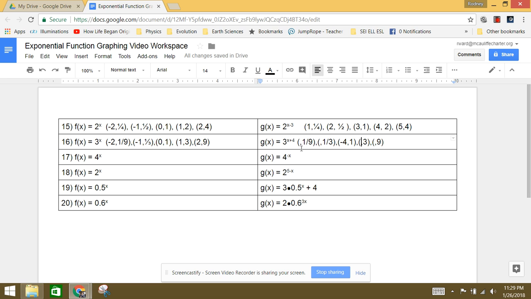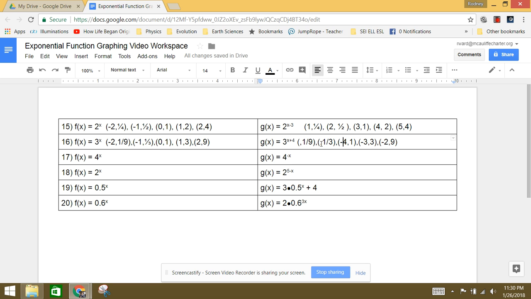Okay, now let's see what it takes to make this into a 1. Well, negative 3 plus 4 would be 1. So we'll plug in a negative 3. And then negative 2 plus 4 will get us 2. So it'll get us 3 to the second power. And you can see every single one of these is 4 less than the x value over here. So 0 became negative 4, 1 became negative 3.